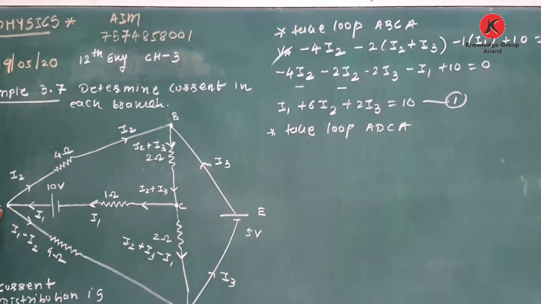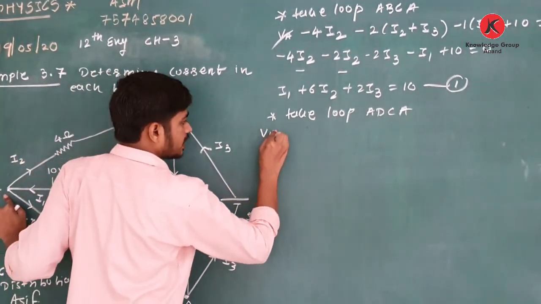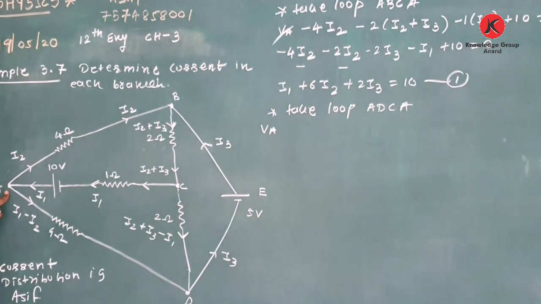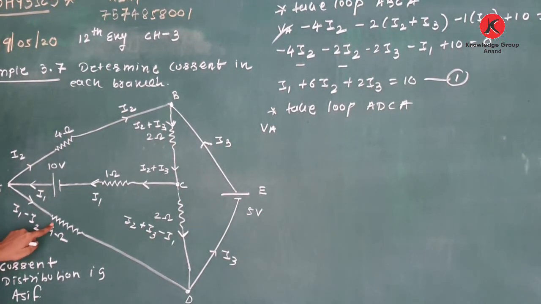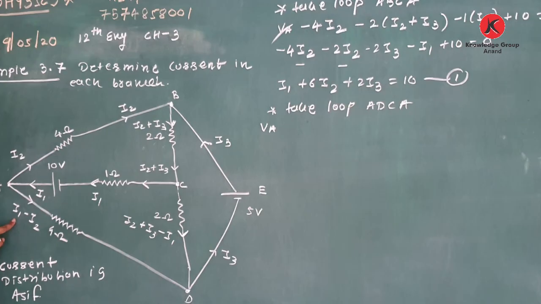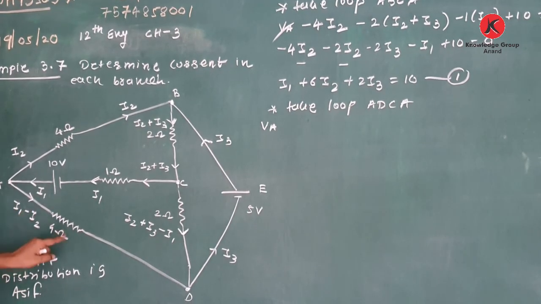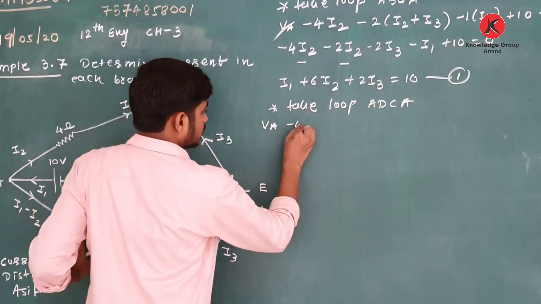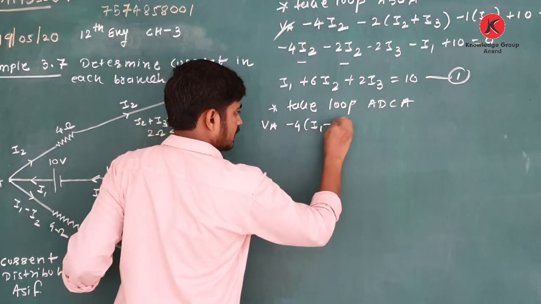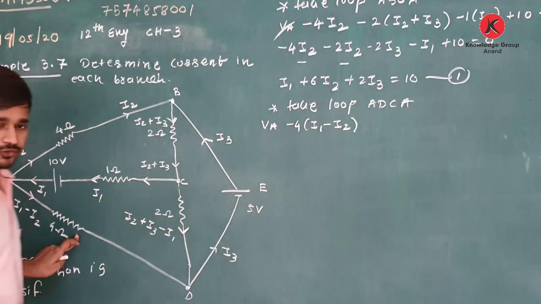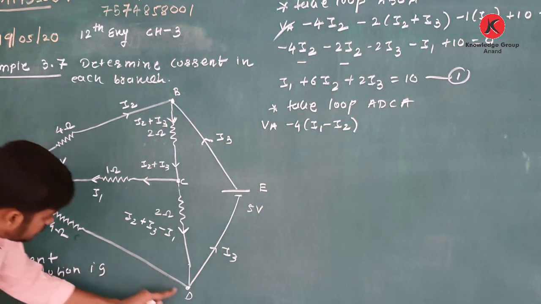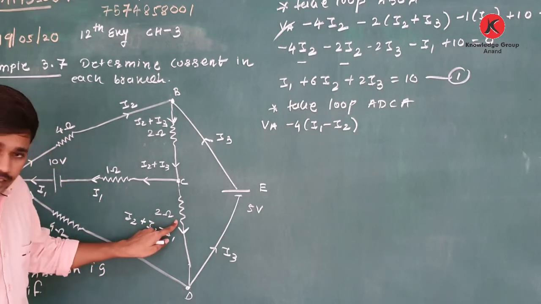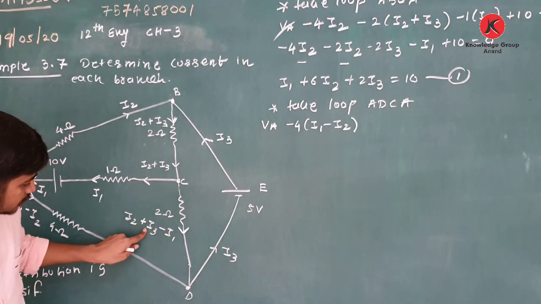See, first of all, we are starting from point A. So here it is V. 4 ohm resistance, current I1 minus I2. We are moving in the direction, so yes, we have to write minus 4 (I1 minus I2). Clear about this? Okay. Then this resistance 2 ohm, current flowing I2 plus I3 minus I1.